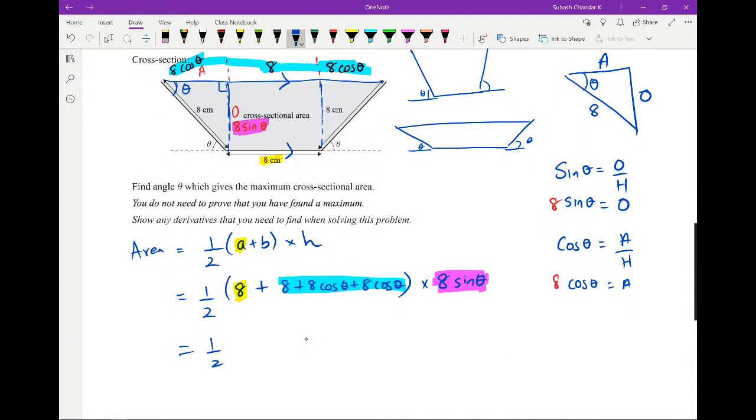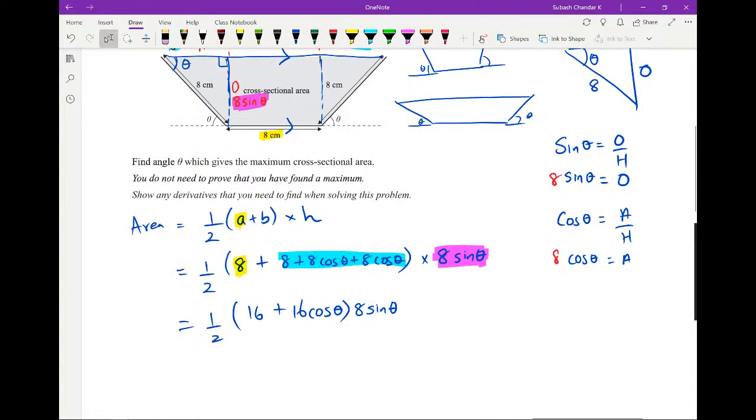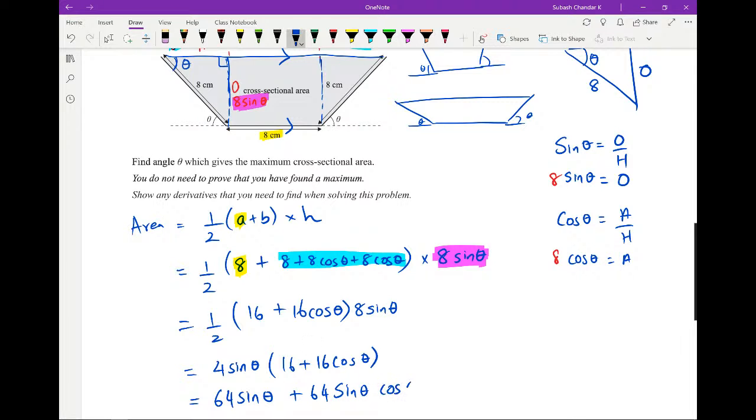So we can rewrite this as half multiplied by 16. Now I actually understand. This part they don't actually explain in your schedule at all. And then that gets multiplied by 8 sine theta. So 8 sine theta times a half is 4 sine theta, multiplied by 16 plus 16 cos theta. So area is equal to 64 sine theta plus 64 sine theta cos theta. So that's what the equation for the area is.